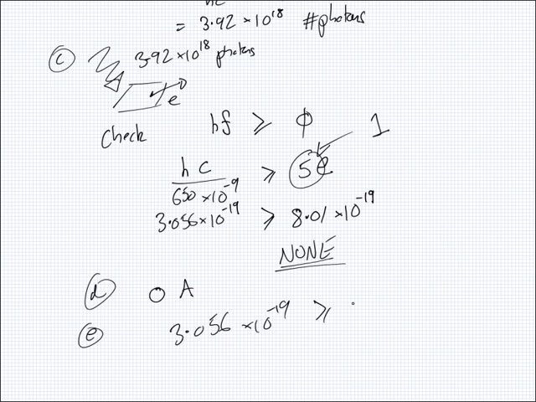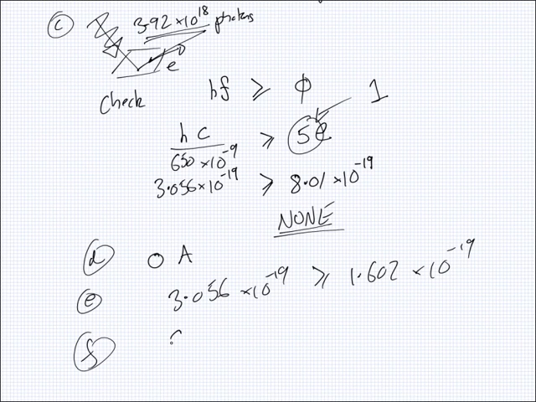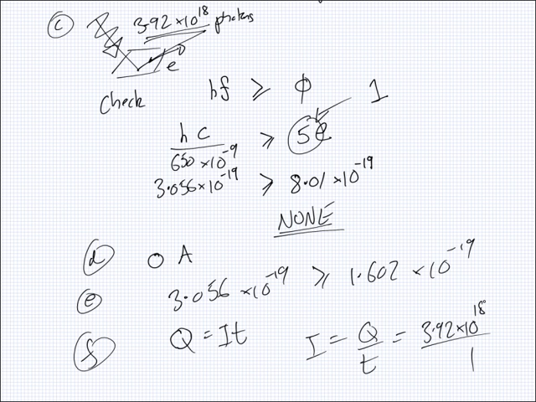Yeah. Is this true now? This is true. So are the electrons released? Yes. How many are released? This many, because that's how many photons hit the plate. So, what's the current? Remember, Q equals IT, so I equals Q over T. T is 1 second, and Q is the number of electrons, which will be 3.92 times 10 to the 18 e.